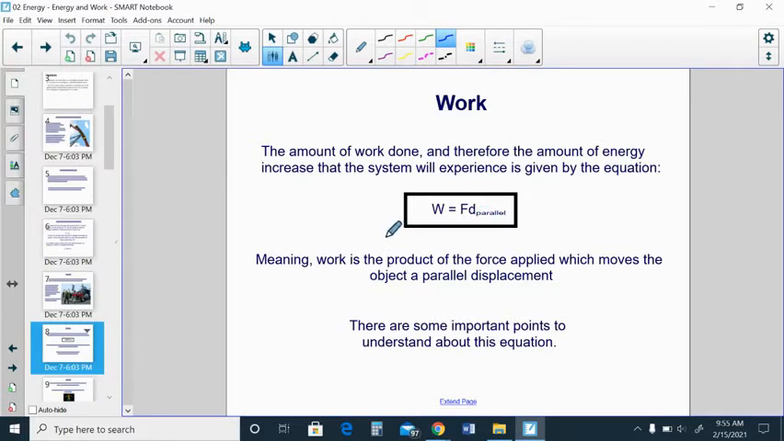So the definition of work, just to write it out, we have the work is equal to the force that's applied multiplied by displacement. Now, notice that it says parallel here. So this displacement must be parallel to the force.